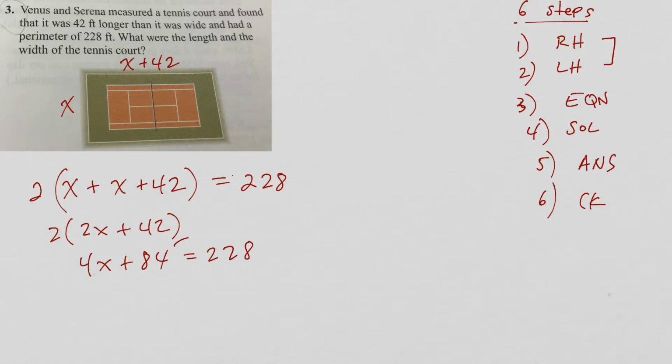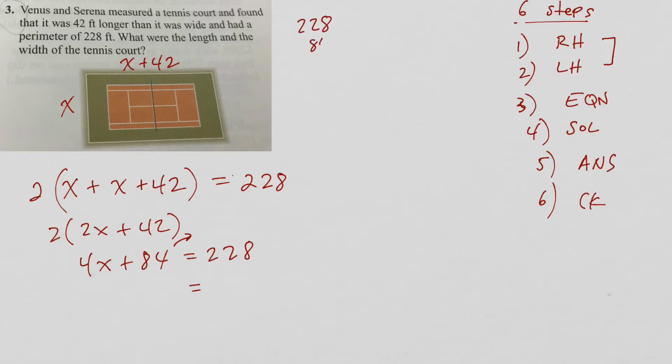Now if I subtract 84 from each side, I get 16 less than 128 is 112. Wait a minute.